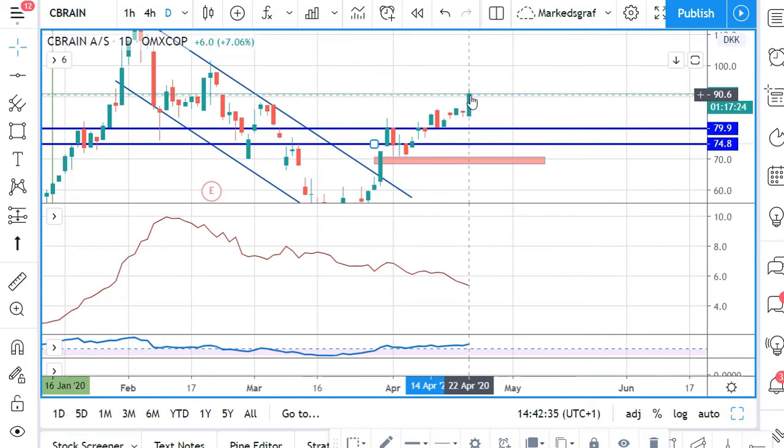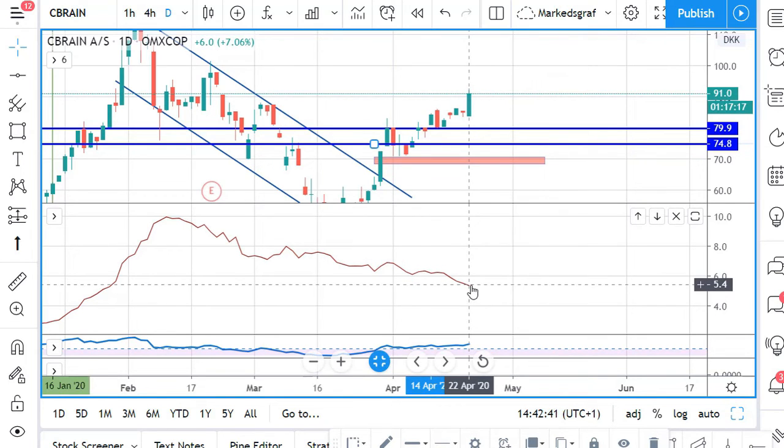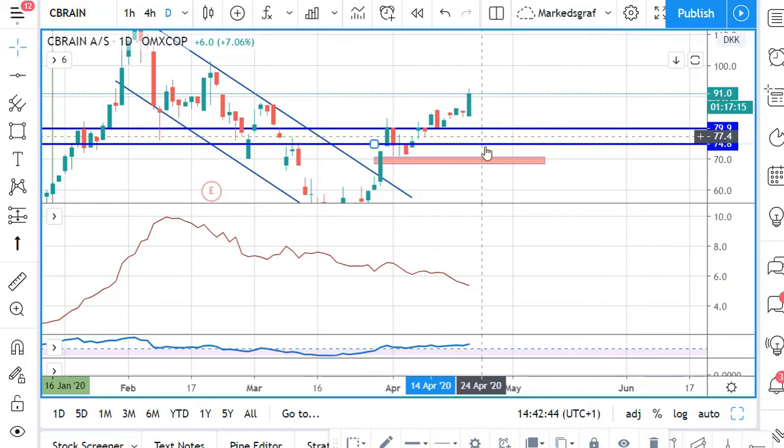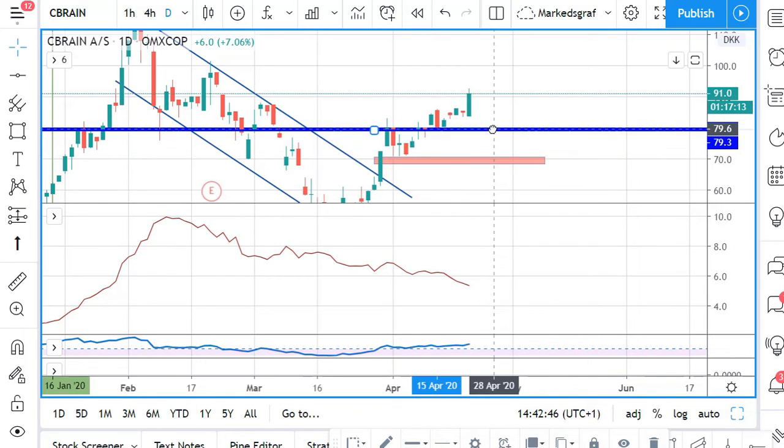When today is gone, let's say we are closing here at 91. It is a very good gain, and the average true range is around 5.5. That would be 11 again. So I could move my stop up to 80, and now I would be at a break even.